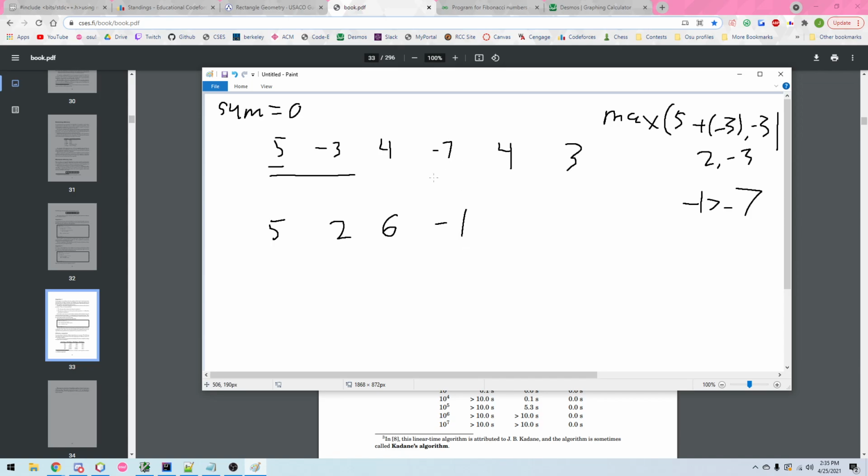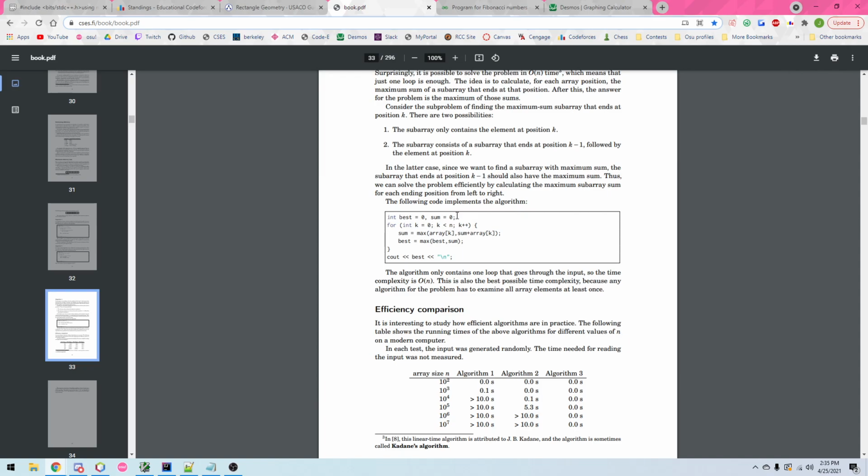Now you'll notice we can either take the 4 and be at 3, or we can start fresh and be at 4. Well, 4 is higher than 3, so we're going to start fresh, ignore all this, and just start at 4. And then same thing here. We can either start at 3, or we can add 3 into what we have. We'll take the 3 and we'll be at 7. So that's basically the logic behind Kadane's algorithm. At each step, you're either choosing to start fresh or add it into what you have.